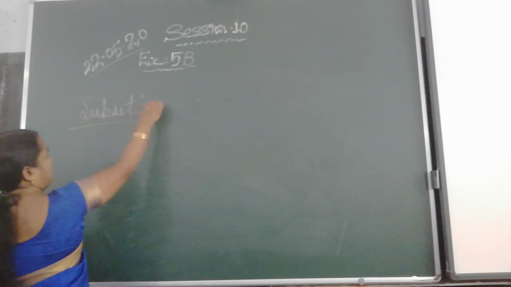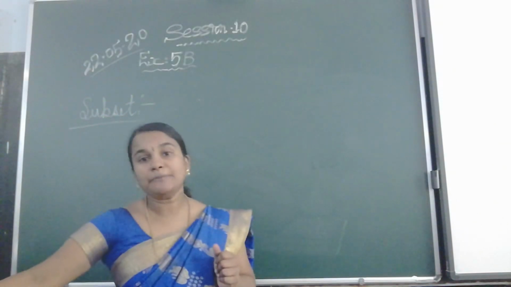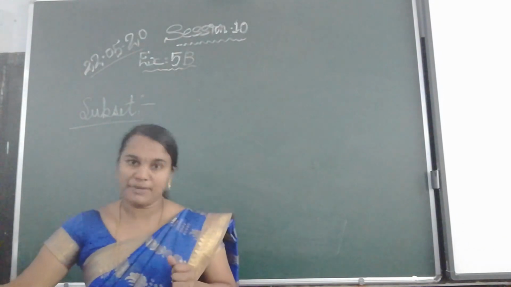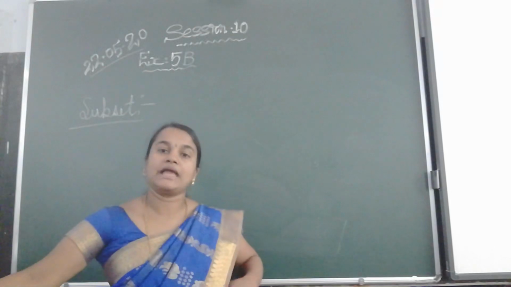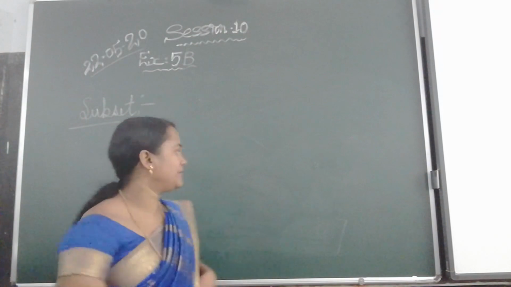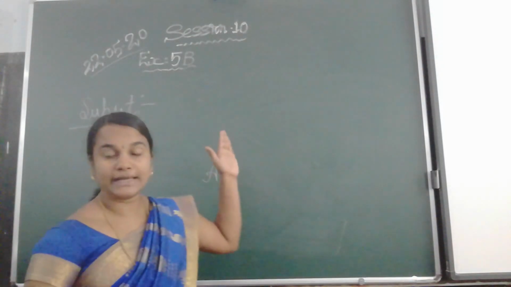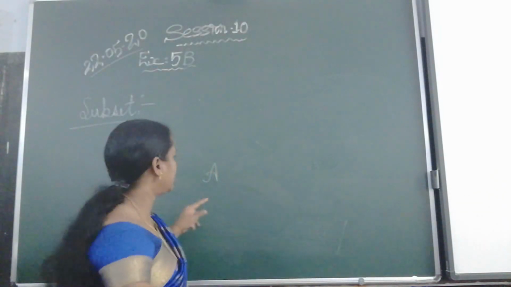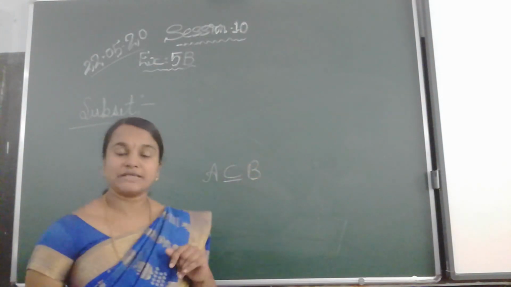Subset. Okay. Subset means if A and B are sets, and all the elements of A are in B, we will say A is a subset of B. If all the elements which are there in A are also there in B, we will say A is the subset of B. We will write like this.